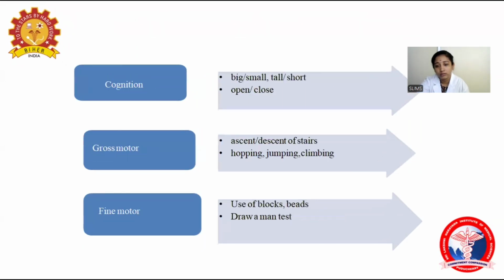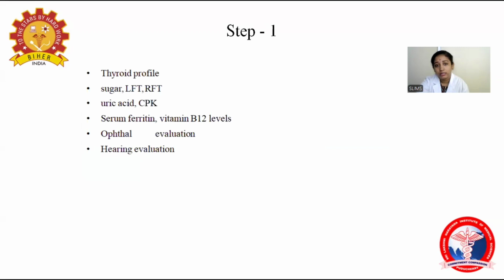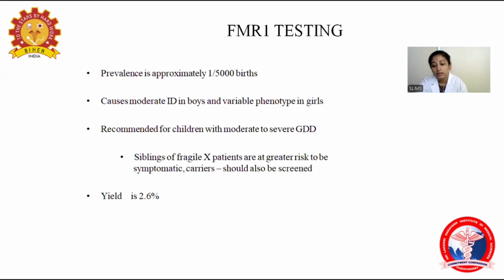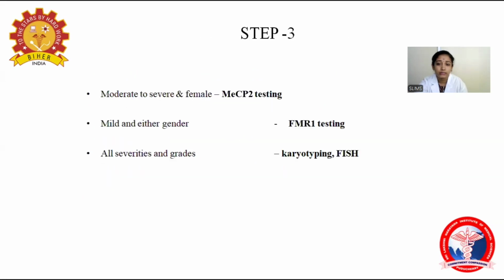Consider the investigation in 5 steps. Step one is routine basic blood investigations like LFT, RFT, and thyroid function tests, and perform a hearing and vision evaluation. In step two, if you have identified specific etiologies, perform etiology specific tests. Next, move on to genetic testing like FMR1 testing, and MECP2 testing in Rett syndrome, where there is a classical history of developmental regression.